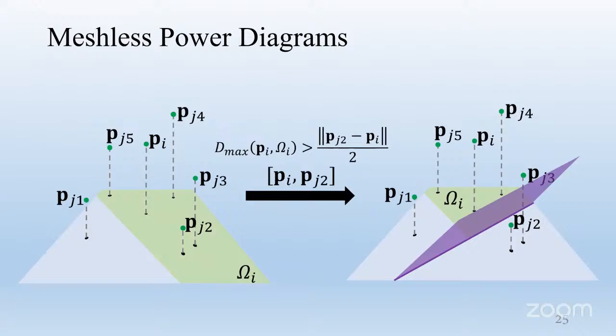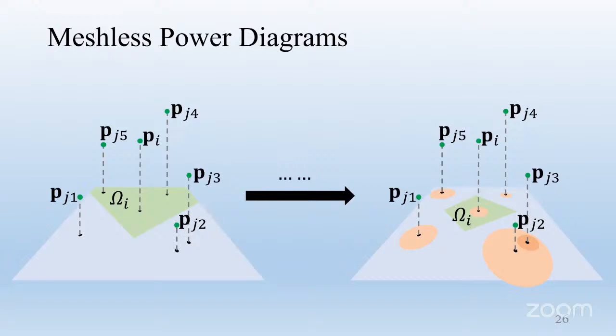The next bisector is between Pi and Pj2. Because the termination condition is still not met, omega I should be clipped by this bisector. The green part in the right figure is the result after this clipping. We can see that omega I becomes smaller and smaller, so the maximum distance from Pi to omega I will get smaller after visiting more neighbors. On the other hand, the distance from Pi to its neighbors will be larger and larger.